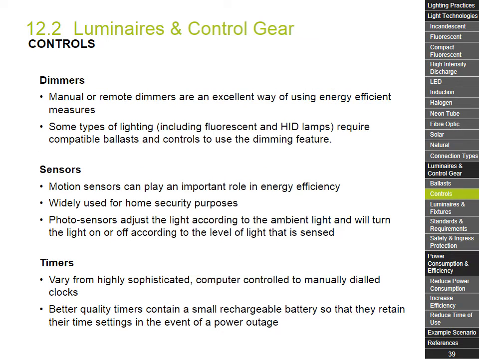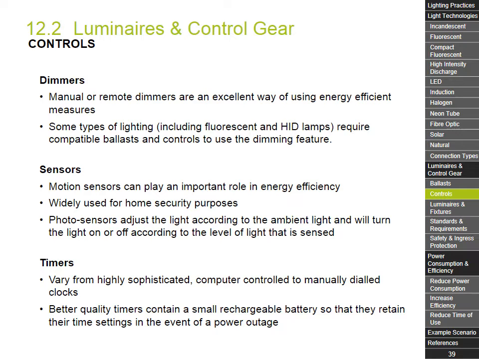Manual or remote dimmers are an excellent way of using energy-efficient measures to retrofit existing technology while using minimal rewiring. This can be used to keep illuminance levels constant when natural light is made use of. As the daylight becomes brighter in the room, lights can be automatically dimmed using electronic controls to maintain a constant level of illuminance. Some types of lighting, including fluorescent and HID lamps, require compatible ballasts and controls to use the dimming feature. Depending on the device of choice and the usage of its dimming features, the payback period can range from short to extensive.